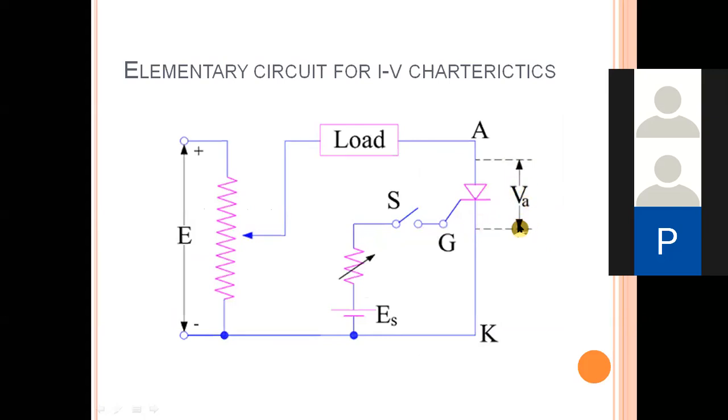Whenever you connect a voltmeter across the device, then what will happen means, until the device is in the forward blocking state, this voltmeter represents whatever voltage we apply. Whenever the device comes to the conduction, this voltmeter shows 0.7 volts.